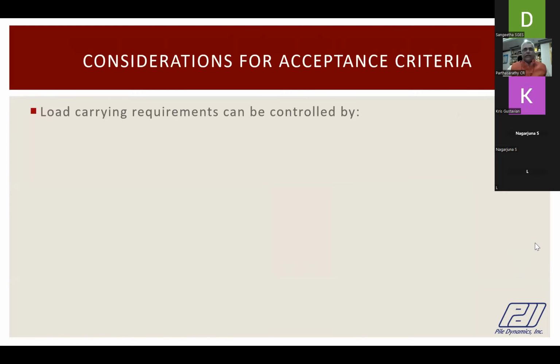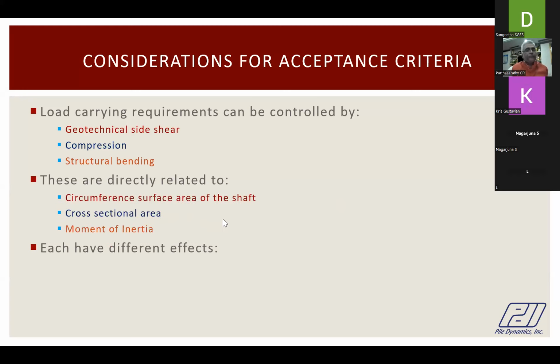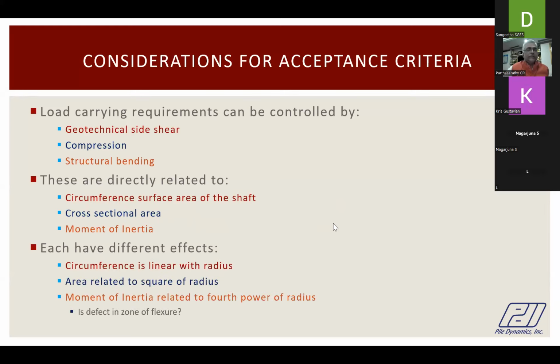So how to accept the data? This is again very important. The load carrying requirement is controlled by the perimeter along the side shear or the skin friction, and if you're interested in the compression, it is axial loading, or if it is for the lateral loading, it is structural bending. So these are directly related to circumference, particularly the shaft resistance. If it is end bearing, it is the cross-sectional area. The lateral is the moment of inertia.